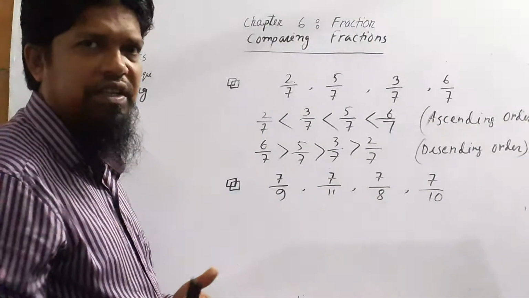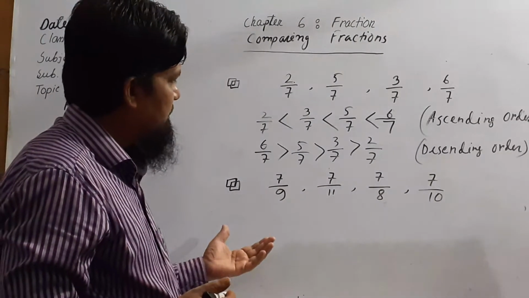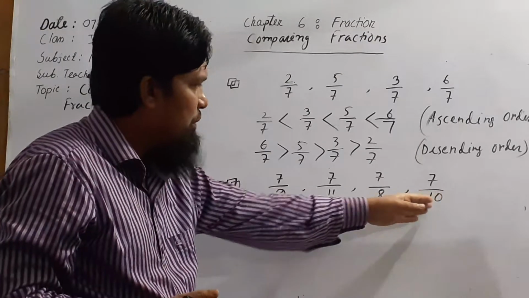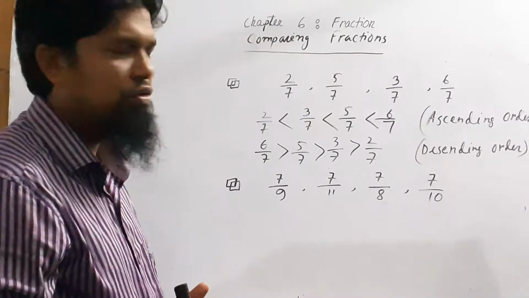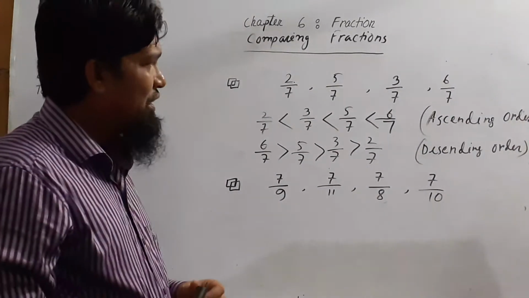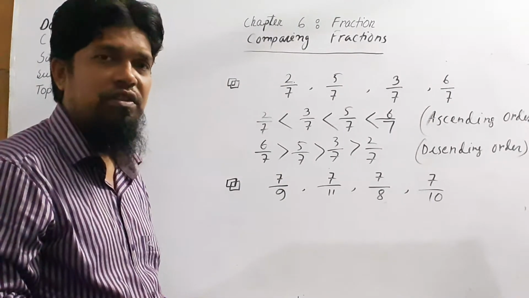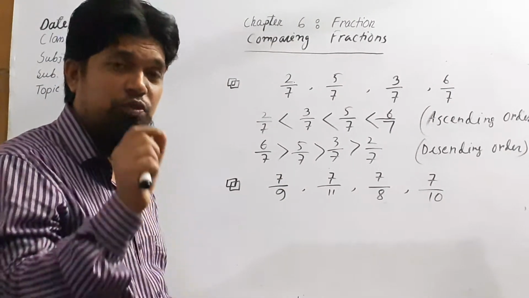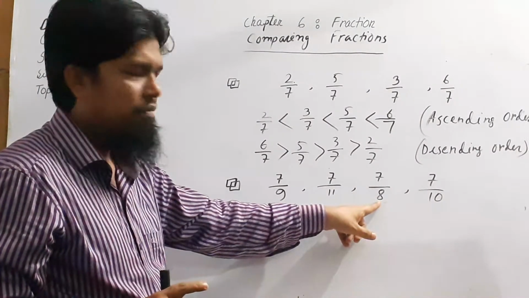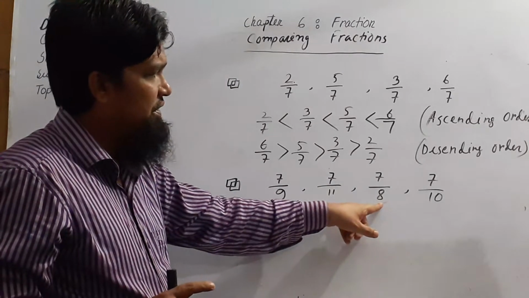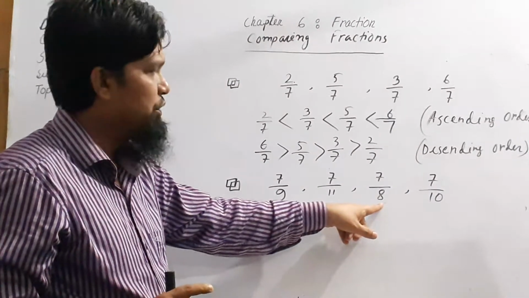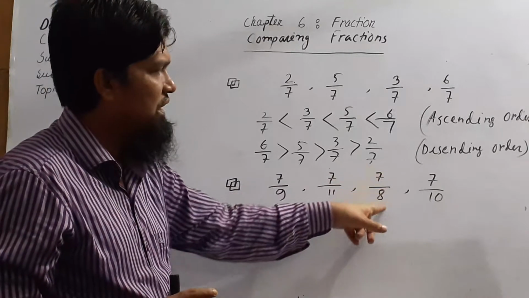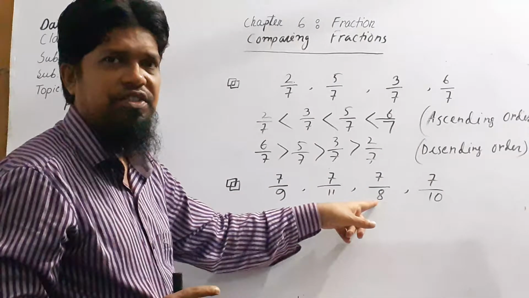So can you tell me which fraction among these four fractions is less or greater? First of all, we will find out which one is greater. To find out the greater fraction, we need to find out the denominator that is less. So here 8 is the least number in the denominator.